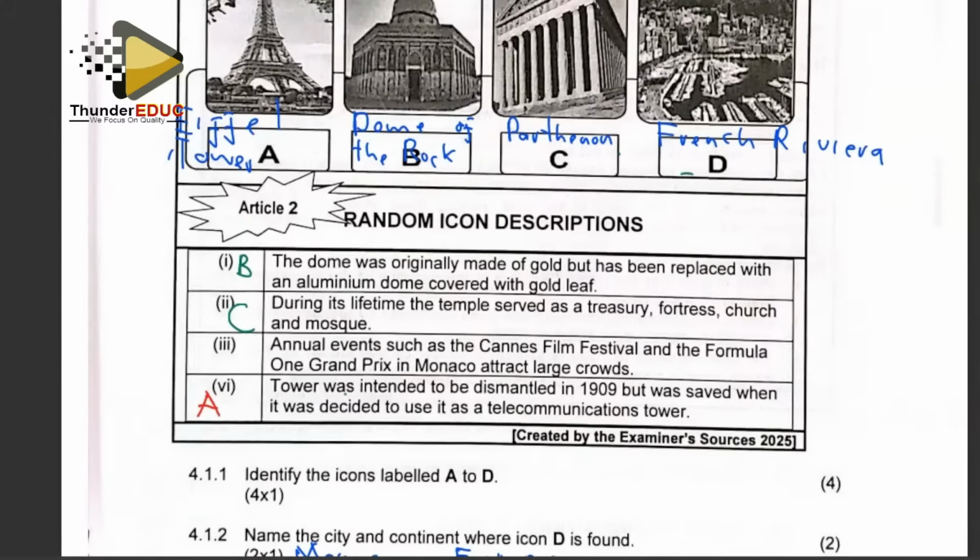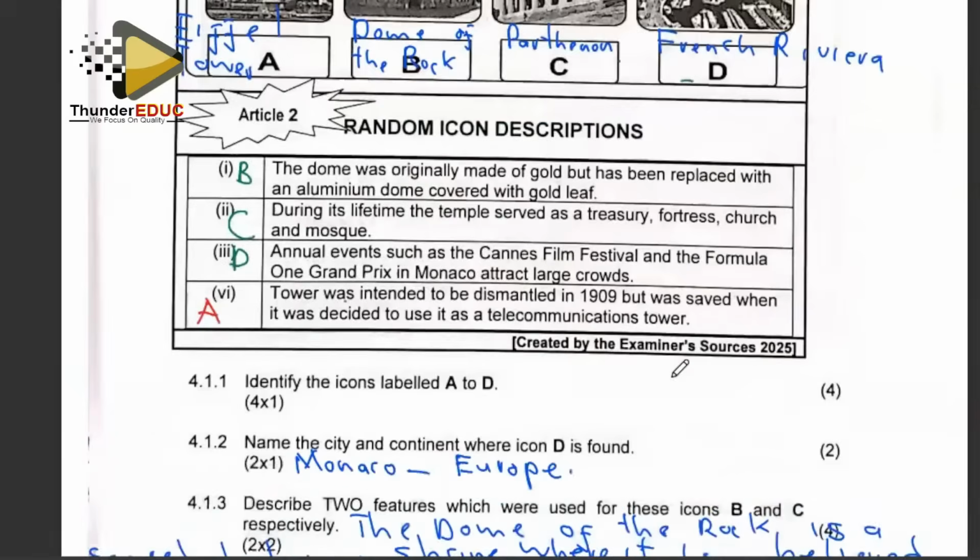Then the next one, annual events take place. This is D. So the correct order is B, C, A, D. That is the correct order there. Now, moving straight to the next question.